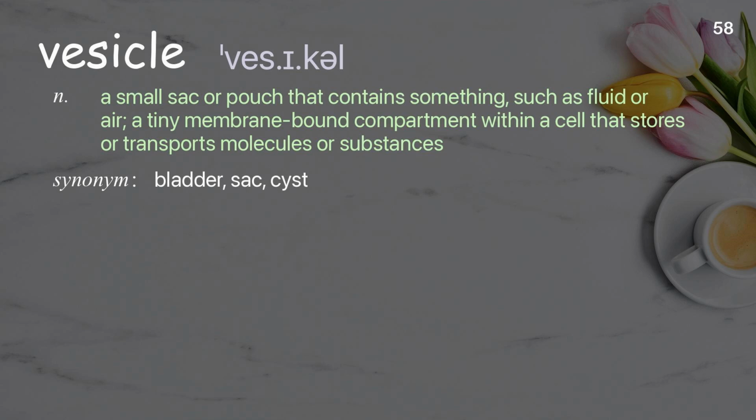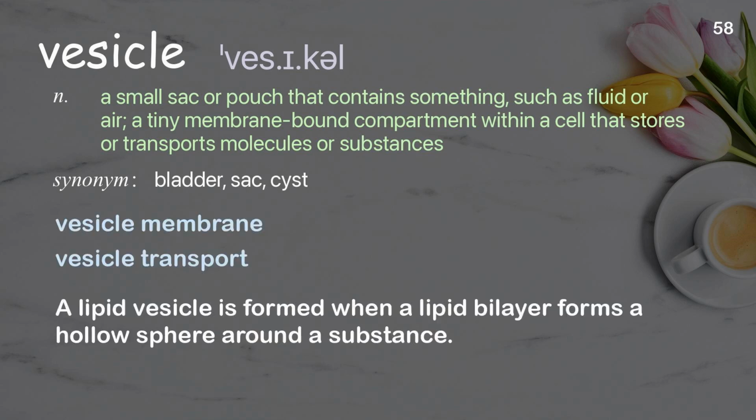Vesicle. A small sac or pouch that contains something, such as fluid or air, a tiny membrane-bound compartment within a cell that stores or transports molecules or substances. Examples: Vesicle membrane. Vesicle transport. A lipid vesicle is formed when a lipid bilayer forms a hollow sphere around a substance.